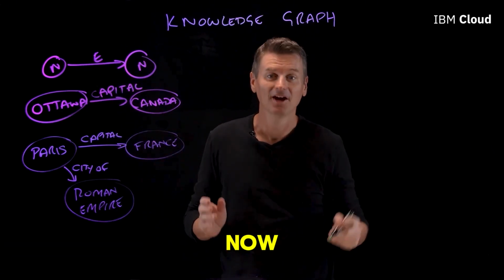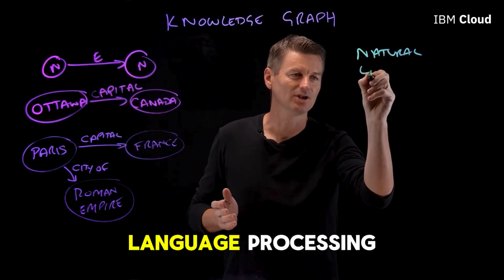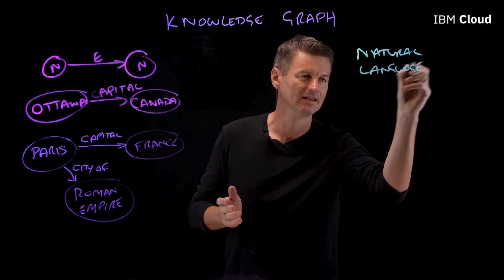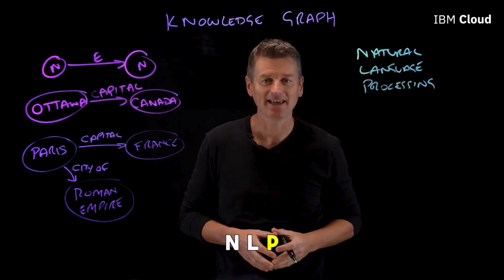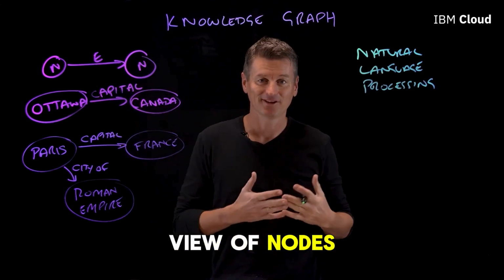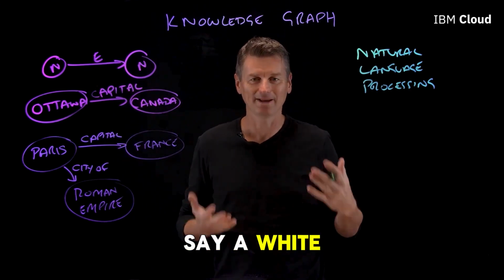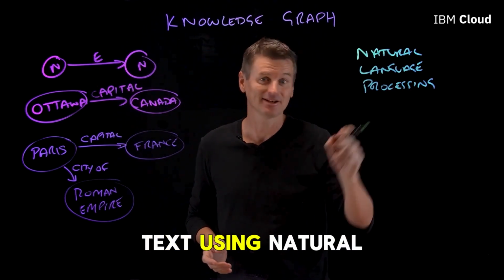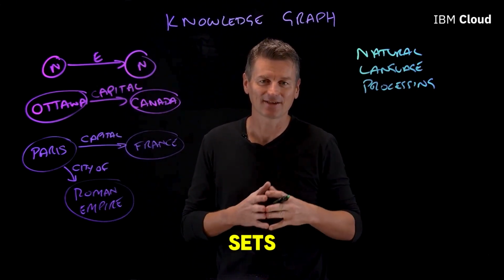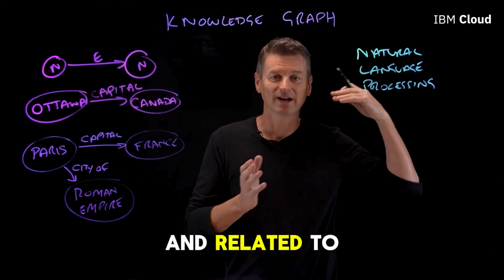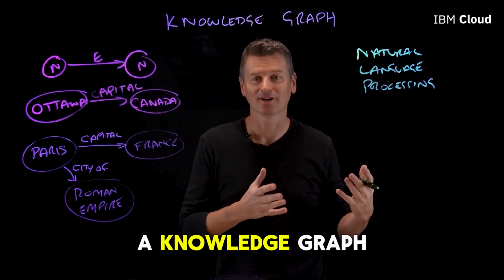Now, knowledge graphs utilize something called natural language processing, or abbreviated to NLP, to construct a view of nodes and edges through a process called semantic enrichment. I can take some unstructured text, say a white paper, and classify that text using natural language processing to create data sets which are correlated and related to that information. And what that builds for me is a knowledge graph.